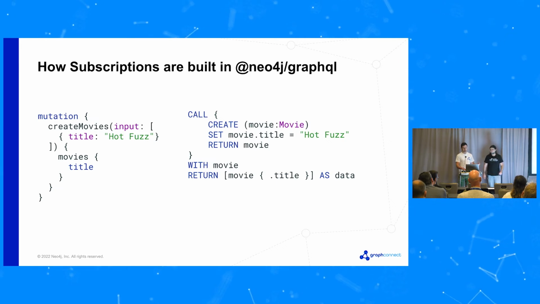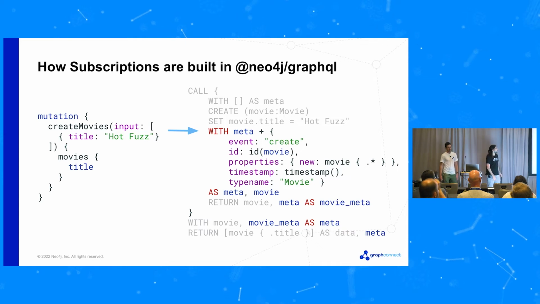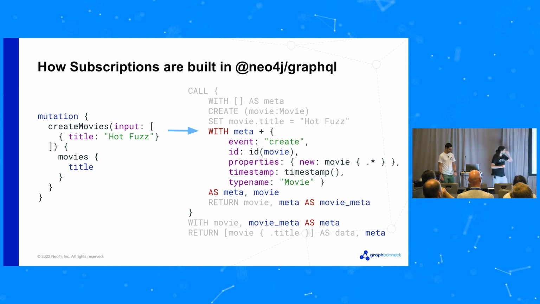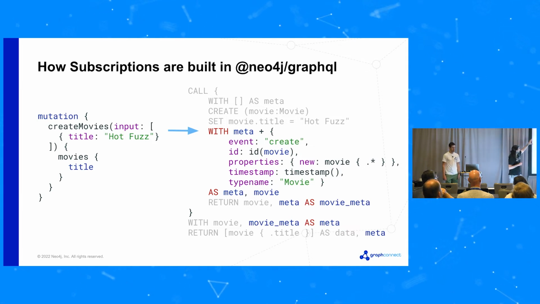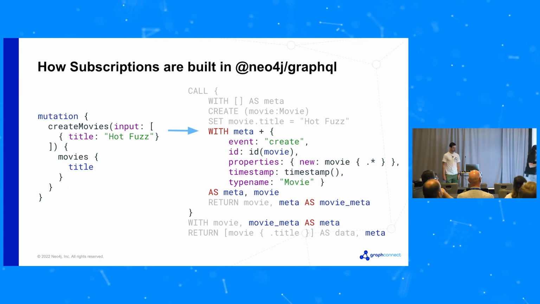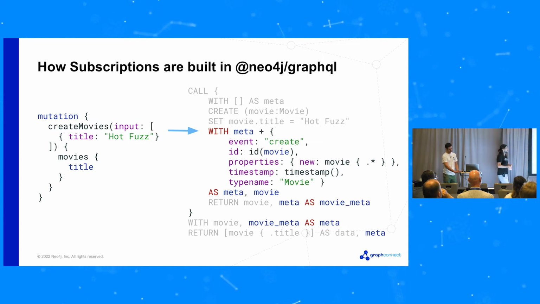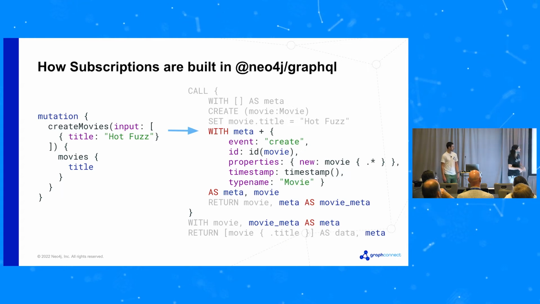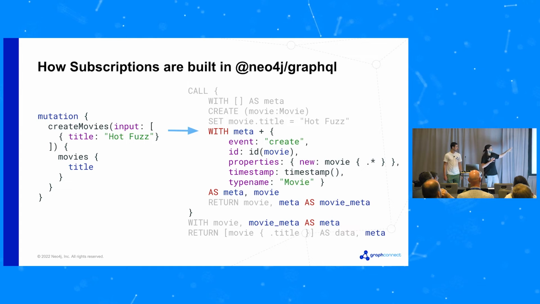However, in subscription land, this is the new query. When you set subscriptions to be active, it's an opt-in feature. Every mutation that happens through our library will add all of this extra metadata. This is basically a variable that includes what has happened, what kind of mutation, the timestamp, and the properties of the node that has either been created, updated, or deleted. This extra metadata has two important implications.